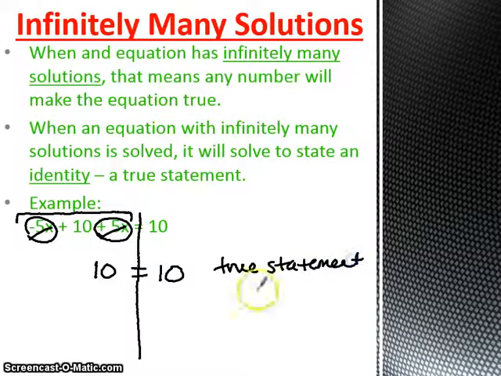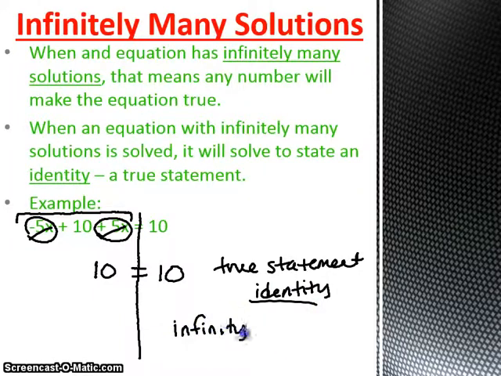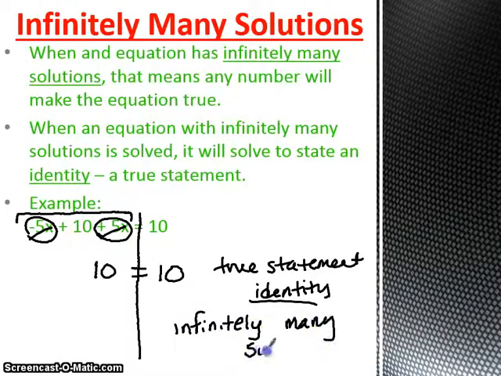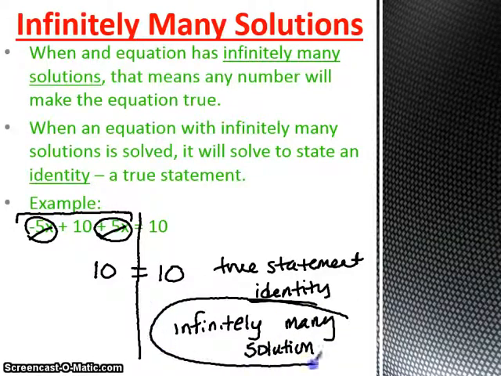So that is called an identity. And when we have an identity statement, we know that there's infinitely many solutions. And that means we can put any number that we want in for x, and it will always make that equation true.